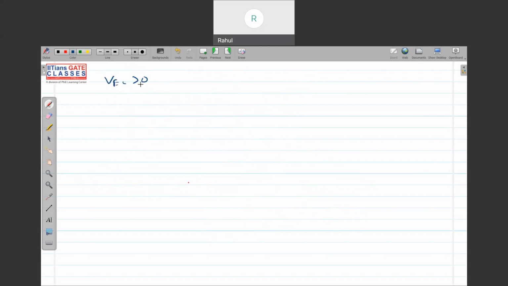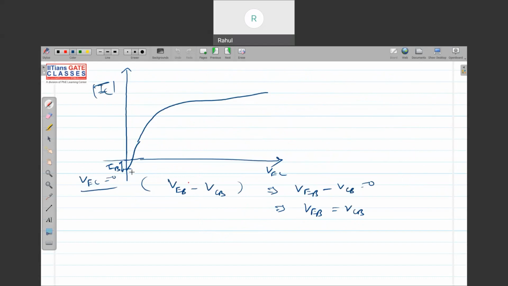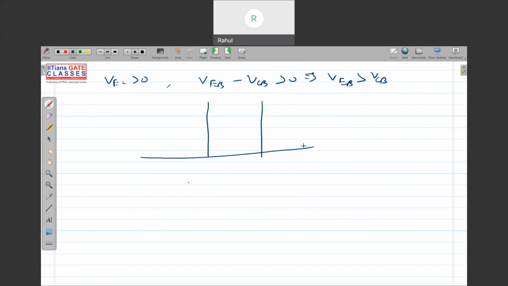VEC is greater than 0. Okay. So now what will happen? A point will come where my IC will be equal to 0. How will this take place? Okay, we'll see. Now, VEC is nothing but VEB minus VCB, which is greater than 0. That implies the emitter junction is more forward biased compared to the collector junction, right? So very straightforward. You can plot the concentration profile again.